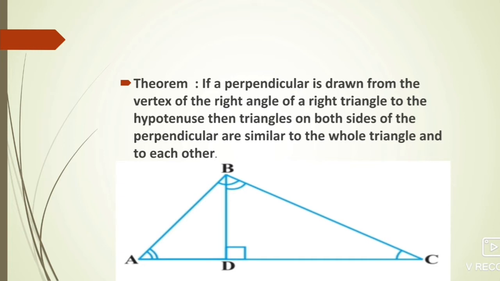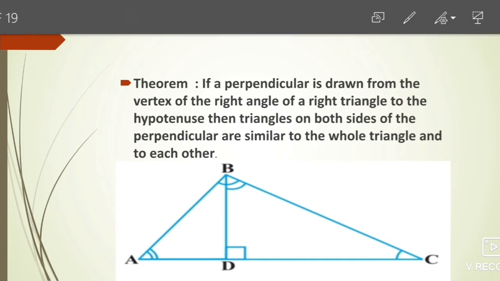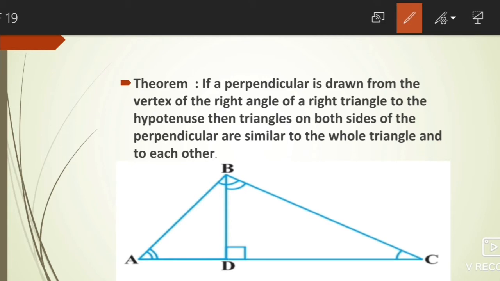If a perpendicular is drawn from the vertex of a right angle triangle to the hypotenuse, then the triangles on both sides of the perpendicular are similar to the whole triangle and to each other. Here triangle ABC is a right angle triangle and BD is the perpendicular drawn over the hypotenuse AC. Now the statement states that triangle ADB will be similar with triangle ABC.